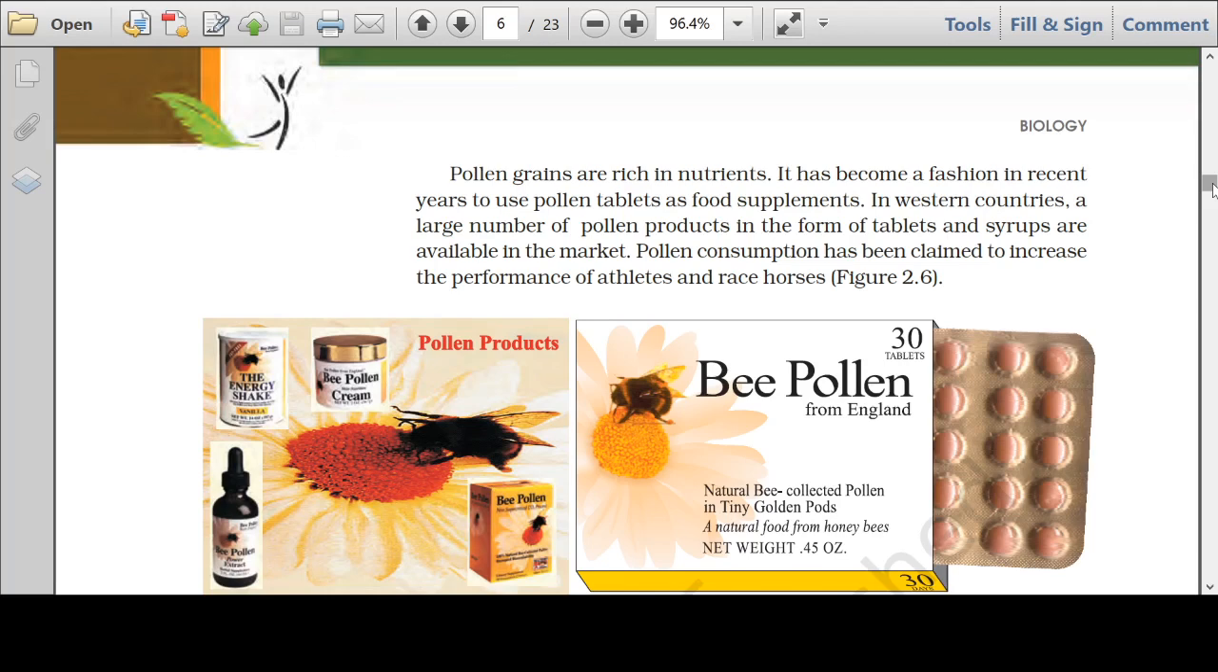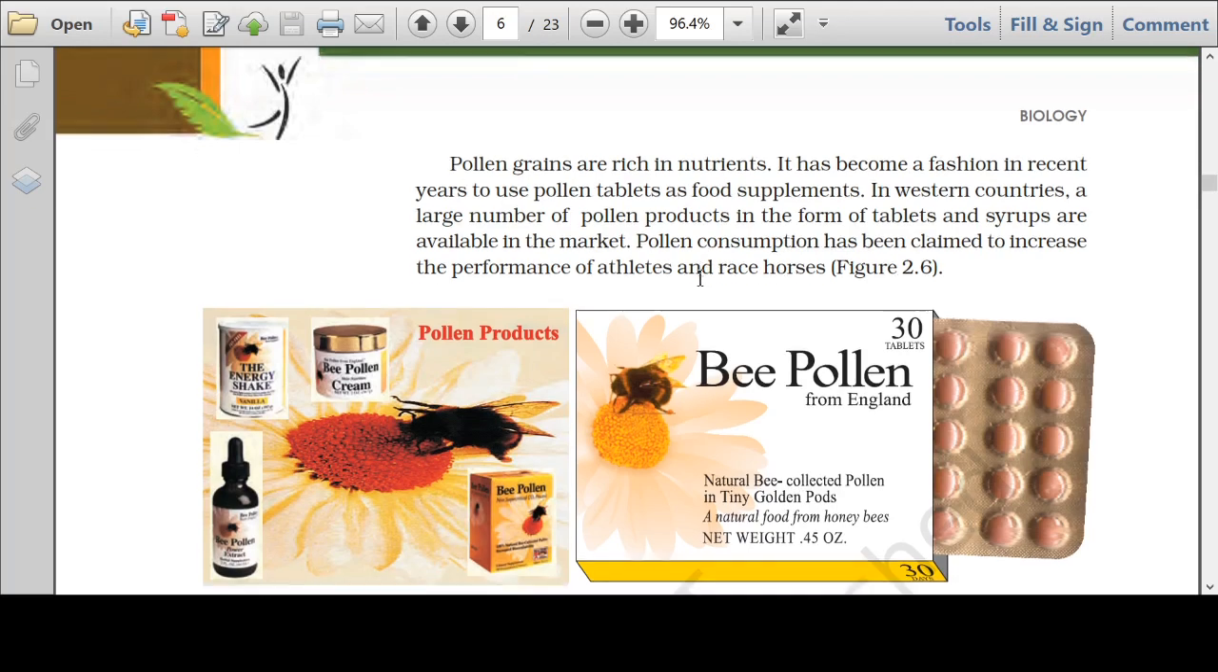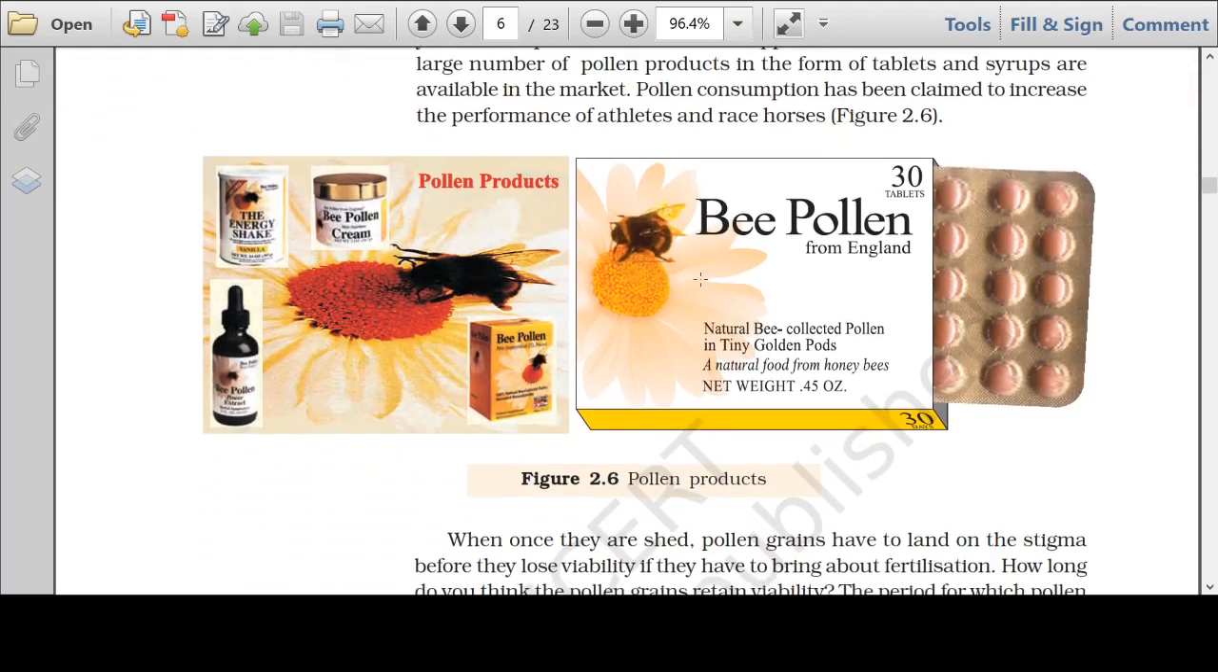Now, pollen grains also have nutritive value. You know that honeybees look for honey, and not only for honey but also for pollen grains, because the worker bees are fed pollen bread, which is a mixture of pollen grains and honey. So these pollen grains are made in the form of tablets and syrups, and they are used as nutrient supplements. They are even given to race horses to improve their capacity and agility.